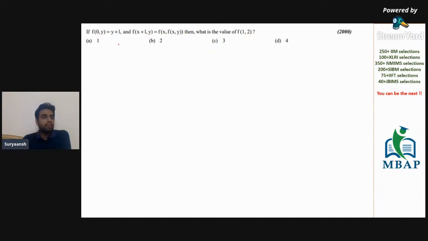What's given here is f of (0, y) is given as y plus 1. F of (x plus 1, y) is given as f of (x, f of (x, y)). Then what is the value of f of (1, 2)?